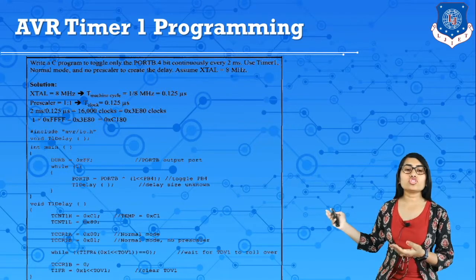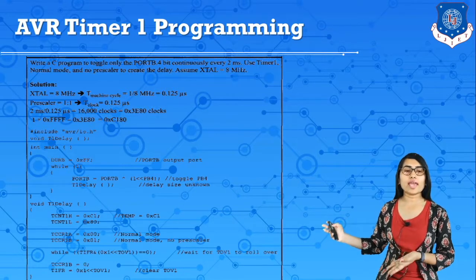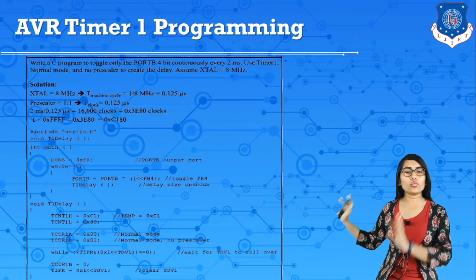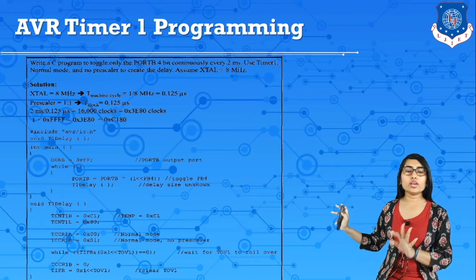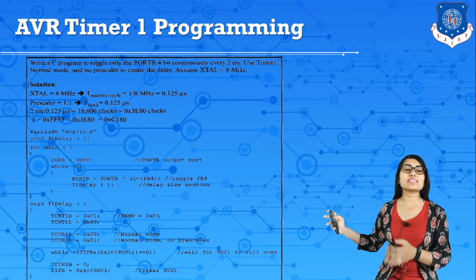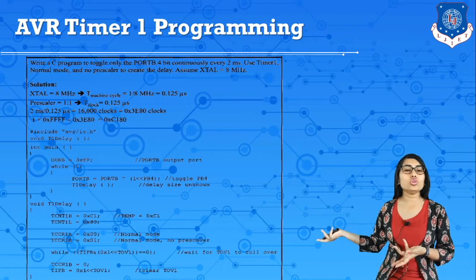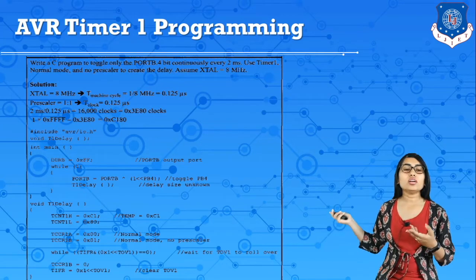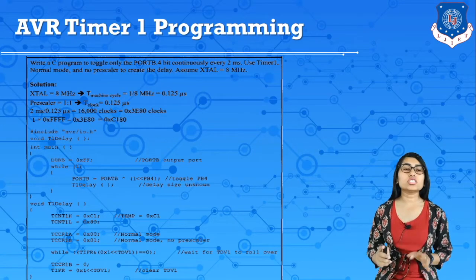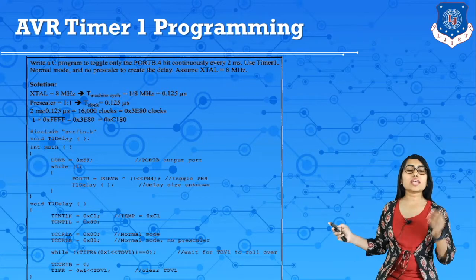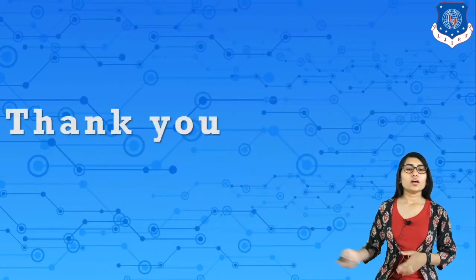So we have to check now the TOV1 flag. When the TIFR TOV1 flag is equal to 0, wait over here. Whenever TOV1 is equal to 1, then execute the next line. In the next line TCCR1B is equal to 0, so it clears the counter and stops the counter, and TIFR clears the TOV1 flag. So this is Timer 1 programming in C for this kind of delay. Thank you.